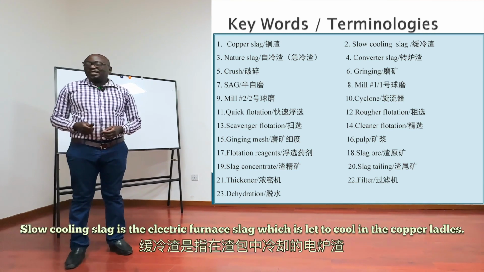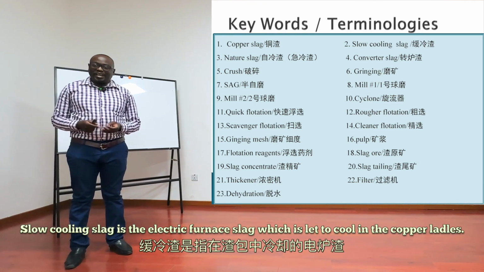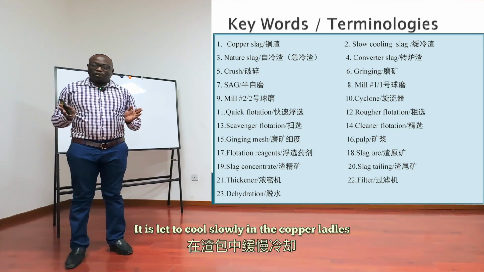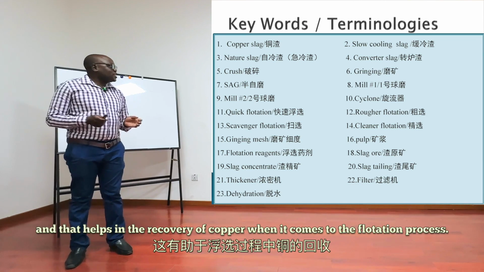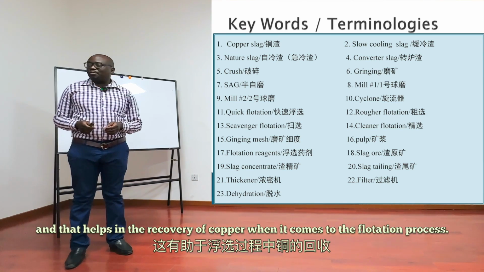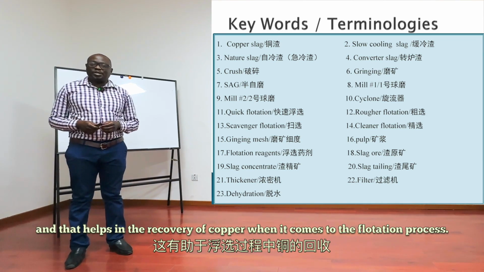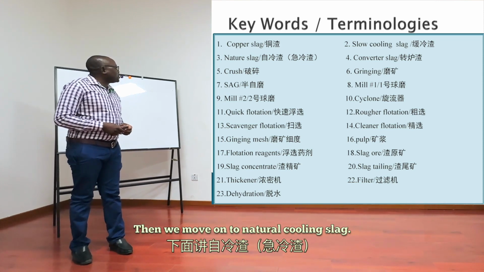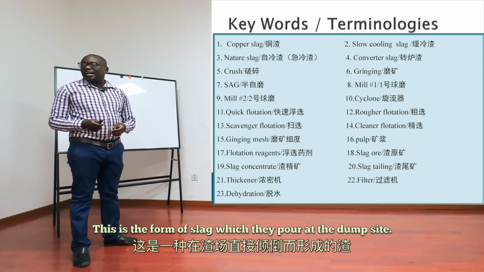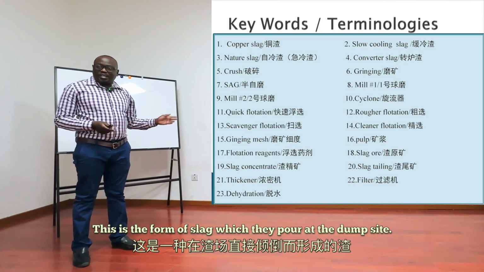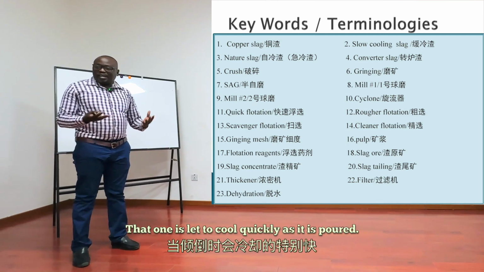Slow cooling slag is the electric furnace slag, which is let to cool in the copper ladles. It is let to cool slowly in the copper ladles, and that helps in the recovery of copper when it comes to the flotation process. Then we move on to natural cooling slag. This is the form of slag which they pour at the dump site. That one is let to cool quickly as it is poured.